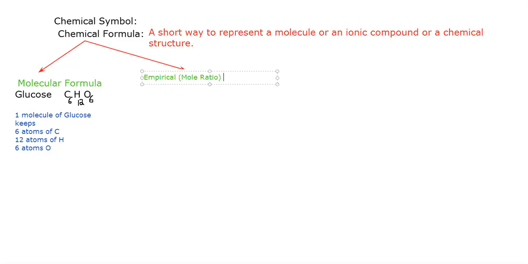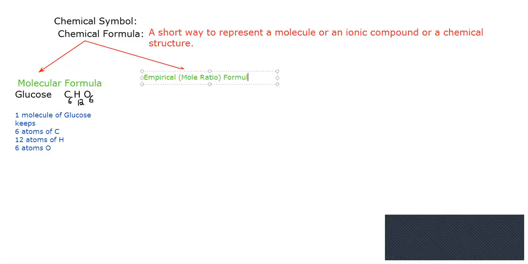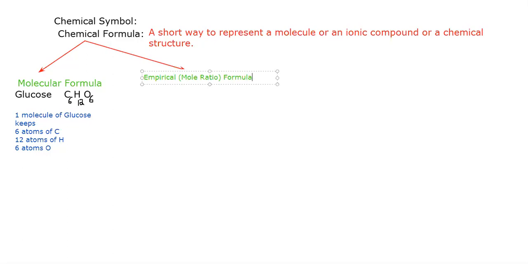Mole ratio formula. Got it? Empirical formula is also called mole ratio formula or experimental formula. There are a few names, but they have the same meaning: empirical formula, mole ratio formula, experimental formula. I will again give the example of glucose here, the glucose empirical formula.